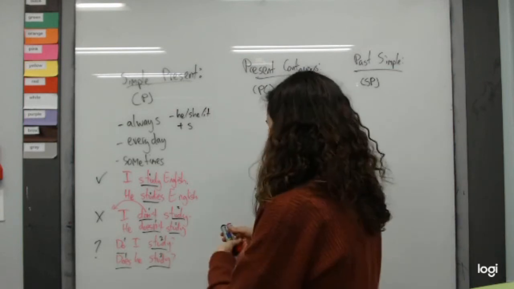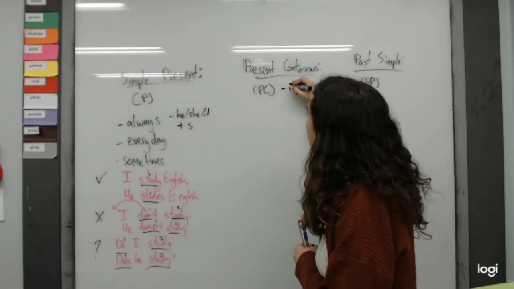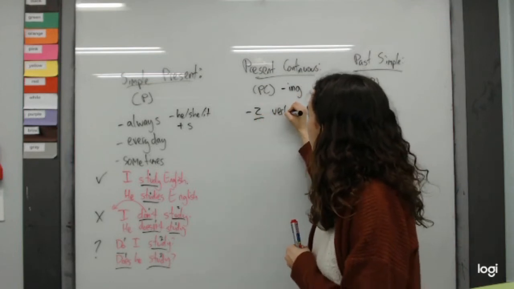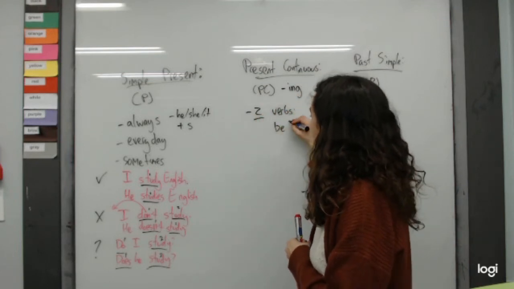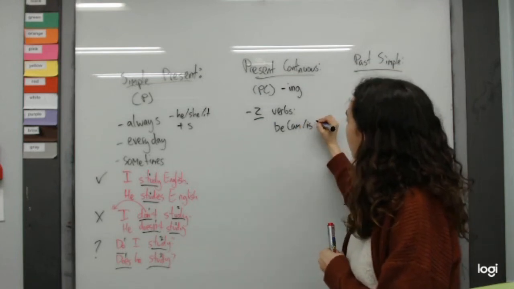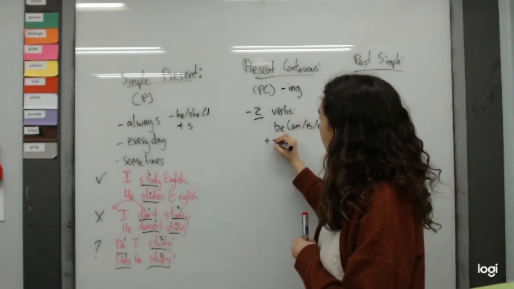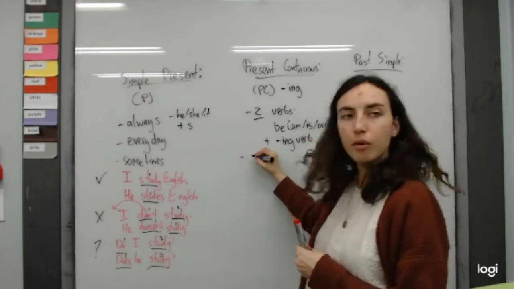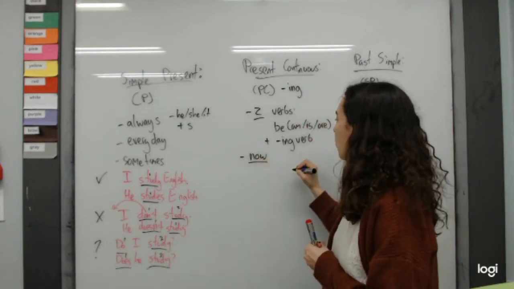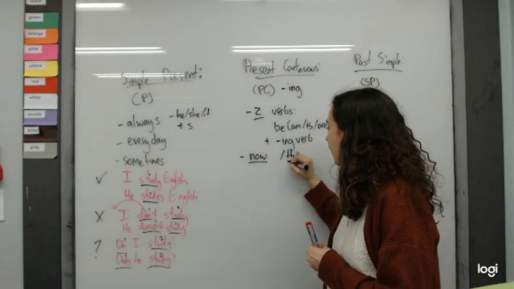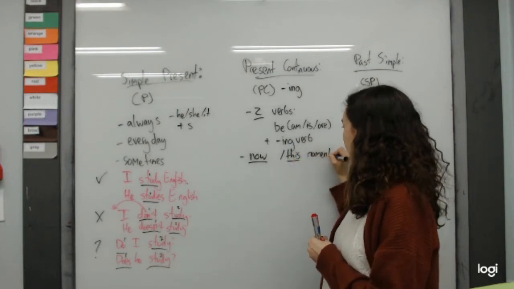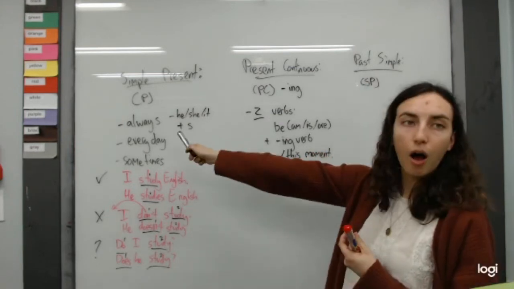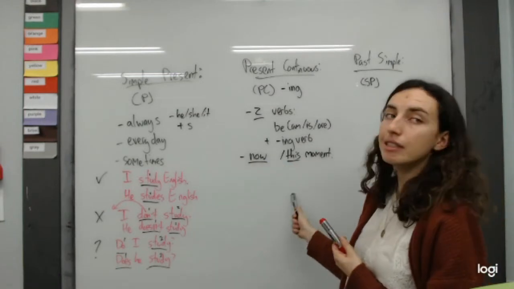So the next one we have is present continuous. Present continuous is ing verb. We always need 2 verbs. Be verb, am, is, are, plus an ing verb. And we use this one when we are talking about now or this moment. Okay? We only use this one when we are talking about now. Not always, not sometimes. This one is now, okay?